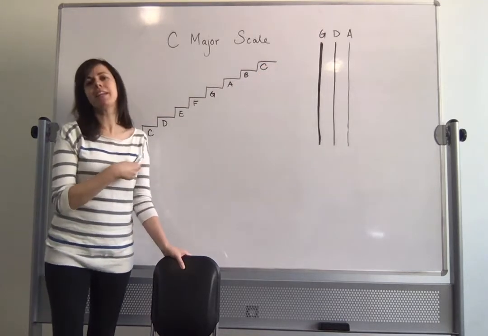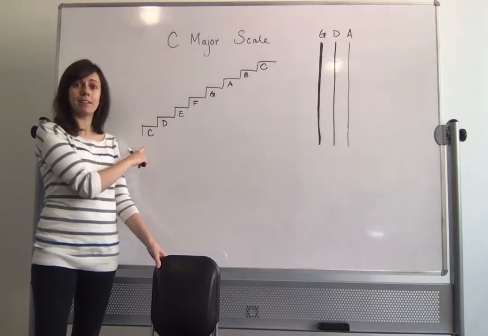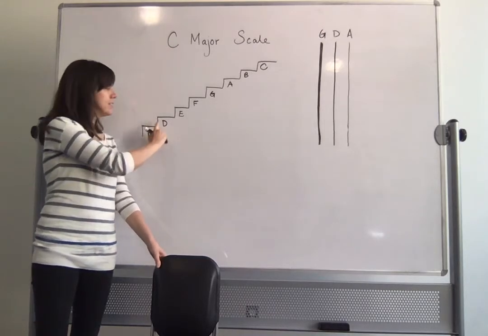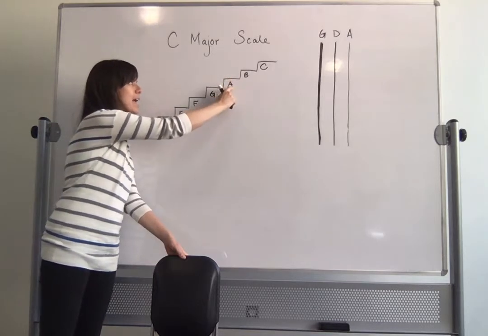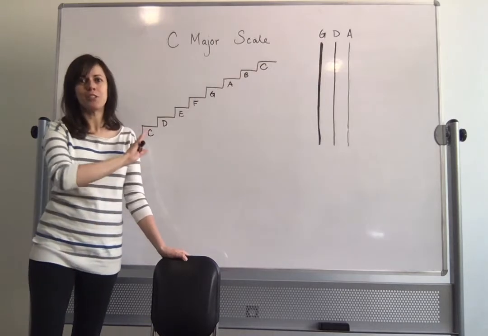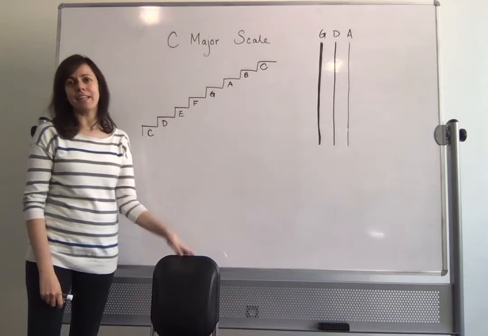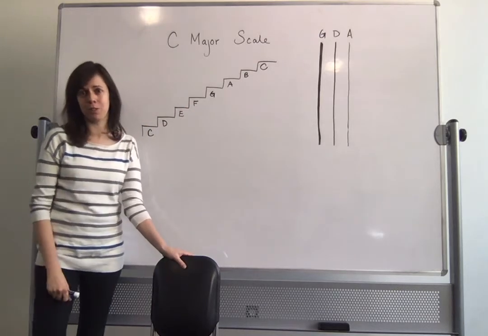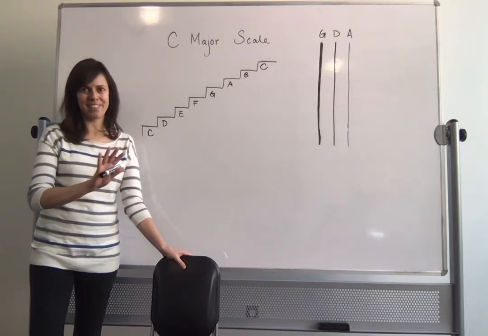So let's try spelling it together, okay? 1, 2, ready, let's spell it. C, D, E, F, G, A, B, C. Good work. No sharps. I know sometimes it's tempting to say F sharp and C sharp because we're so used to those notes being sharp in the D major scale. But in this scale, none.